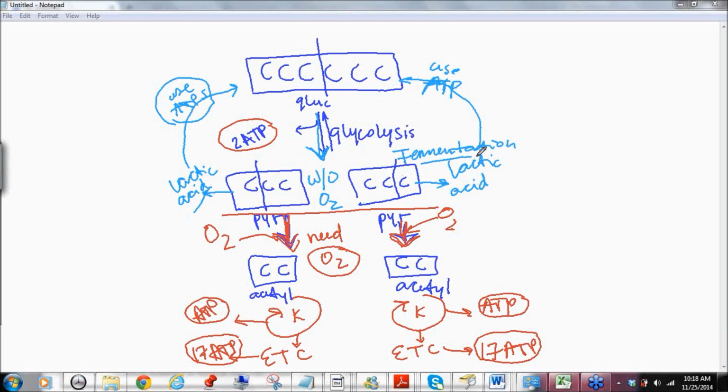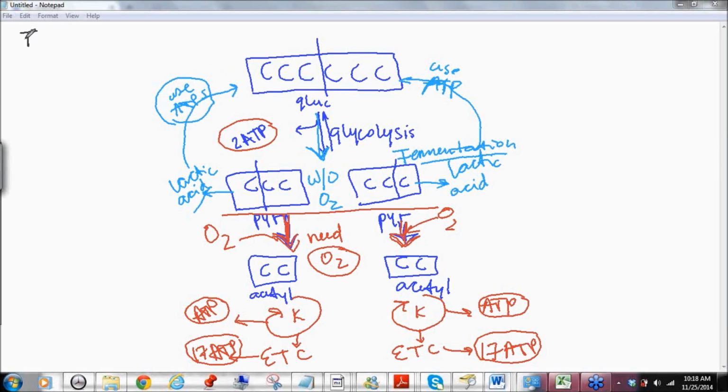Lactic acid fermentation. Okay, so that's it for glucose metabolism. Now let's take a look at how other molecules get used for energy. So we're talking about fat and protein. Let's talk about how fat gets used for energy.